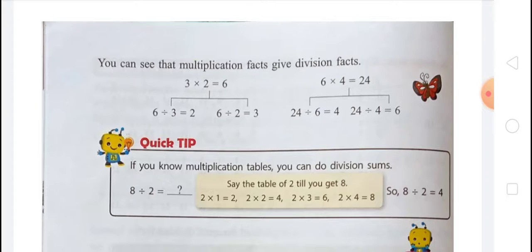8 divided by 2: see the table of 2 until you get 8. 2 ones are 2, 2 twos are 4, 2 threes are 6, 2 fours are 8. So 8 divided by 2 equals 4.